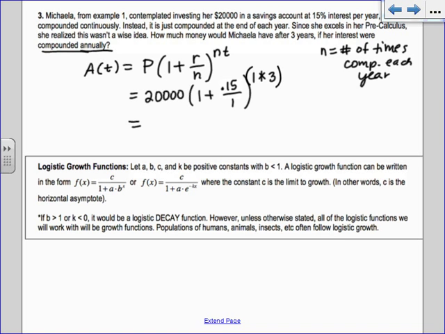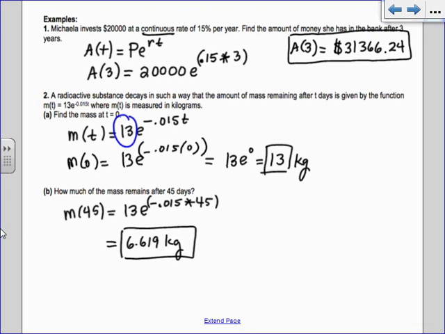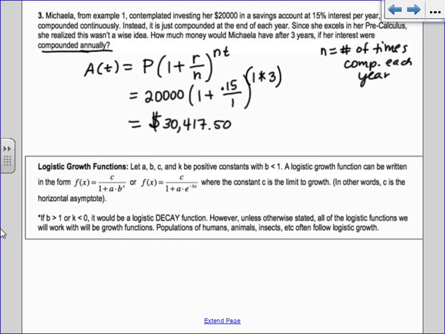All right, so we figure it out. We do 20,000 multiplied by 1.15 raised to the 3. So we get $30,417.50. Write it like money, rounded to the nearest cent. So is it more than the last one? Yeah. So the last one, oh, wait. Did I make a mistake? I think I did this in the last class too. What did I do? R over N to the NT. 20,000, 1.15. I don't know what I did. Did you guys get the same thing when you plugged in?